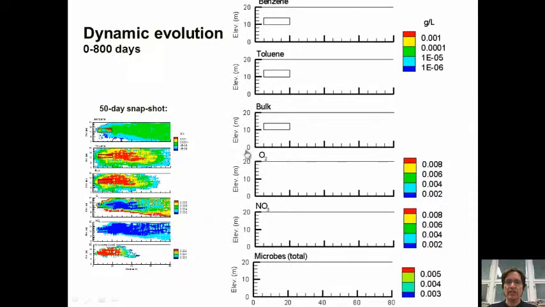Here's the same simulation. I have an animation to show. What we'll be seeing is, based on this 50-day snapshot, the evolution over time. So in this top one, we've got benzene, toluene, bulk, all the remaining components, as well as oxygen, nitrate as another electron acceptor we've added, and the total microbial population. So what we'll see is the evolution of these three plumes, again, depending on their solubility and on their retardation, and the consumption of the electron acceptors and growth of microbes.